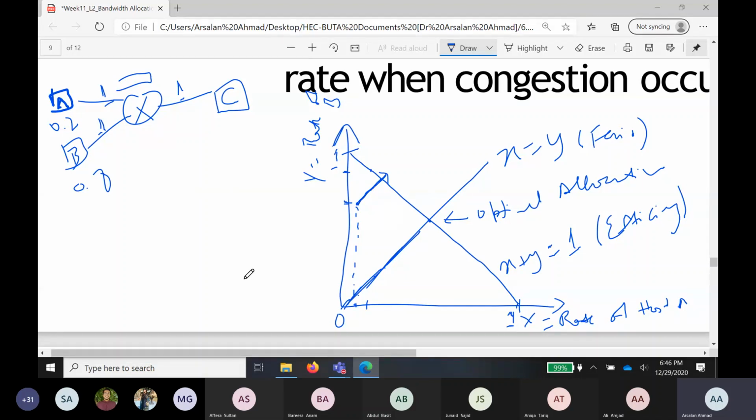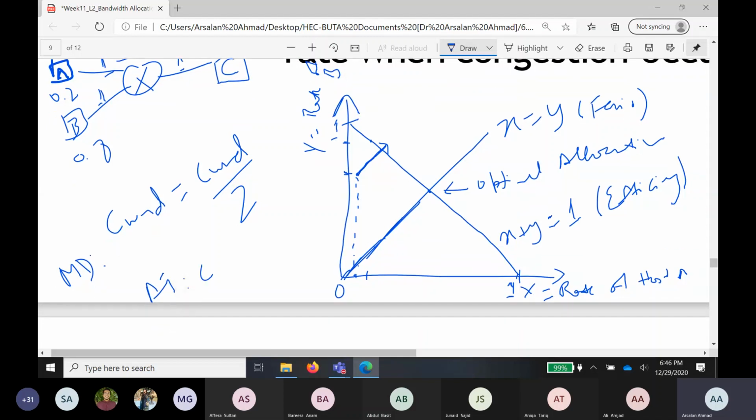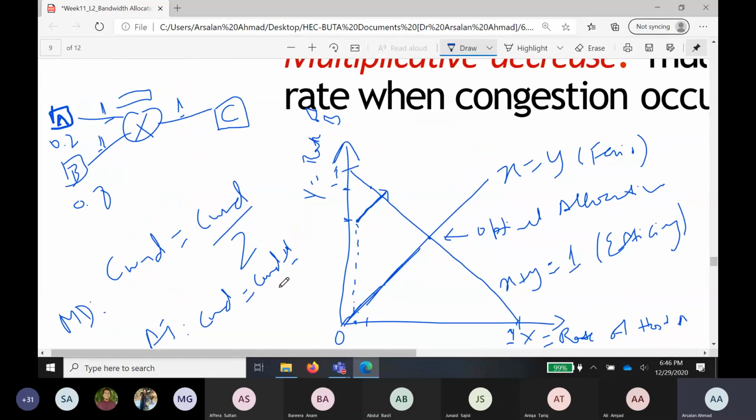So the MD part says that the congestion window, whatever the size of your window right now, will become CWnd by 2. That's the MD part. And the AI part says that the congestion window is incremented by 1. You can write plus equal to 1 or CWnd is equal to CWnd plus 1. Both are right. So the MD part will be executed, and you can see that this is the rate of Y, and this is the rate of X.